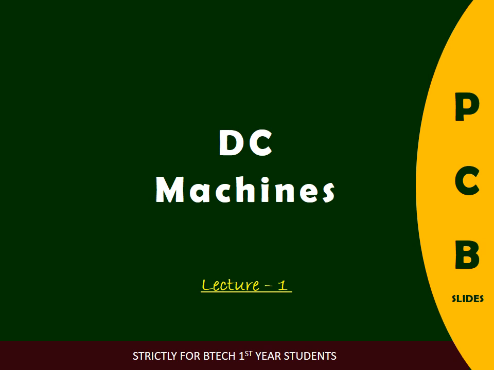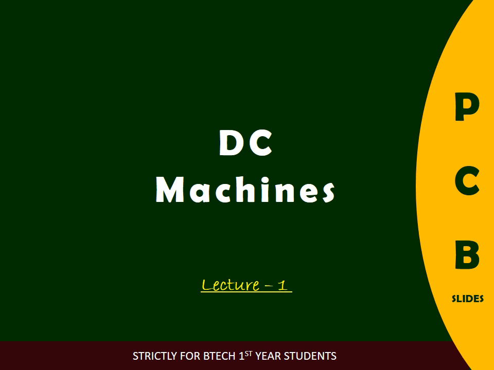Today we'll be discussing one of the topics of Basic Electrical Engineering, named DC machines. Now, what is a machine? A machine is basically something that reduces human effort. Human effort means physical effort or mechanical effort.